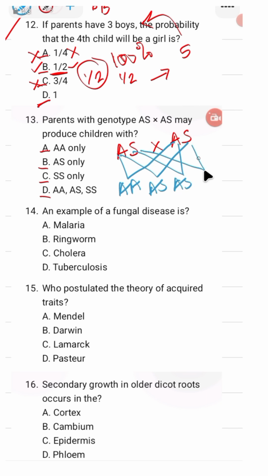The last one is SS. So option A says AA only. All of them here are not AA only. There's only one AA here, that is 1 out of 4. So option A is wrong.